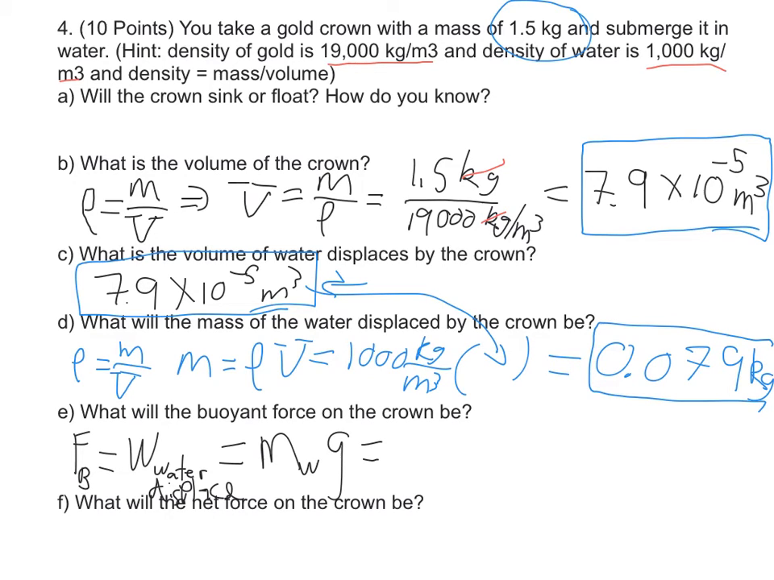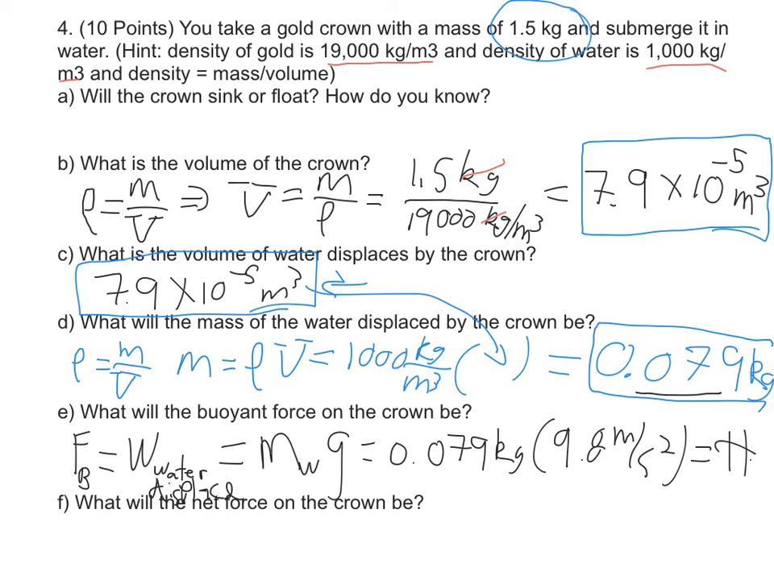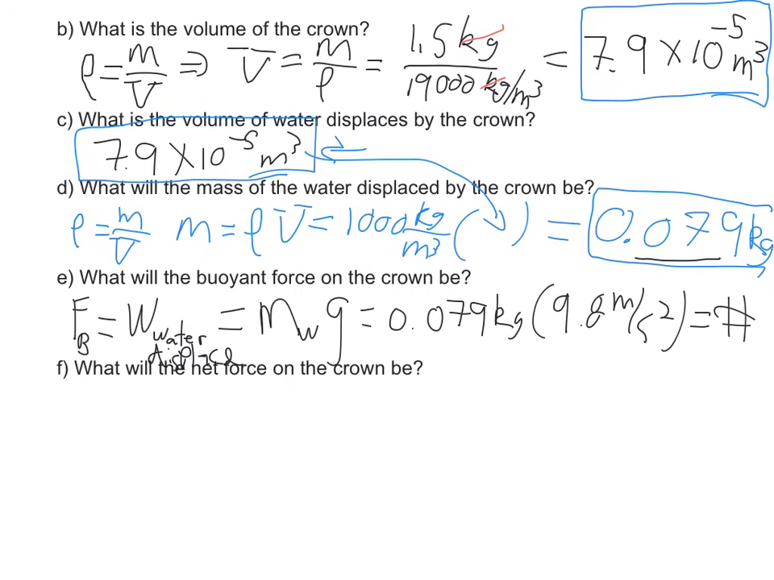What's the mass of our water? Well, that's what we just found right here. Let's just rewrite this. We'll take the mass of our water, 0.079 kilograms, and multiply it by gravity, 9.8 meters per second squared, and you guys can calculate that one. Then moving on to the very last question, what is the net force?